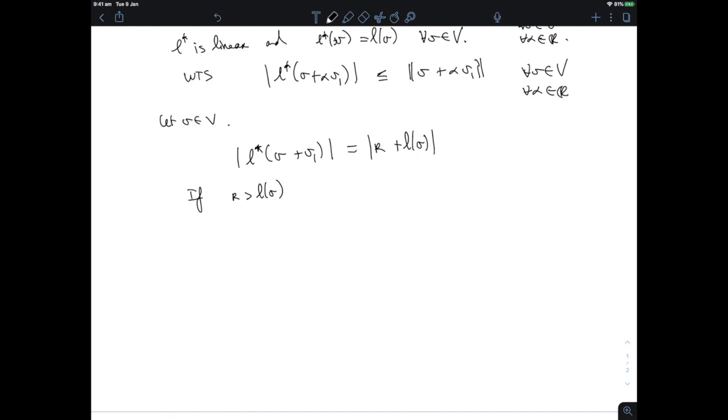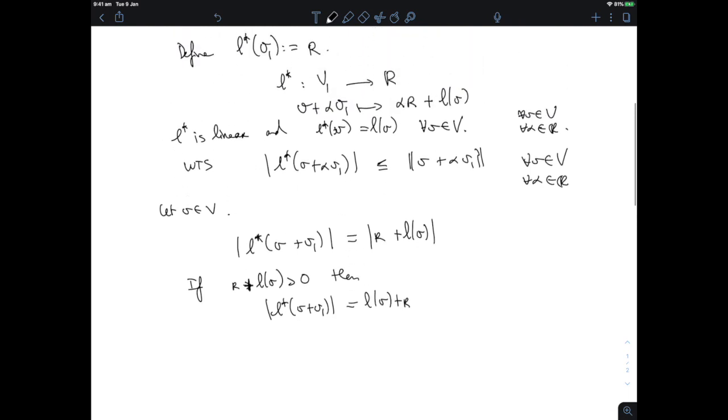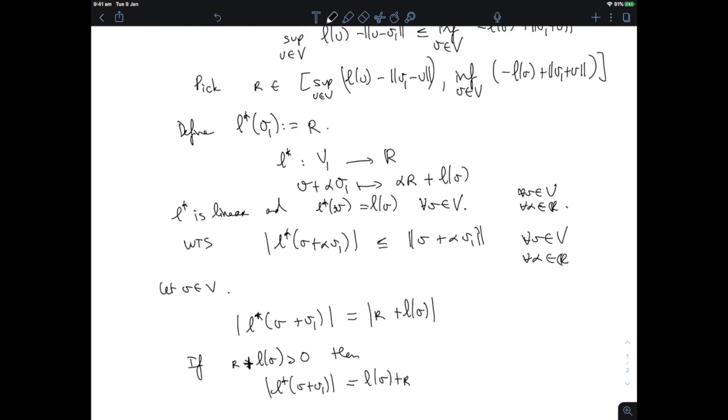So if R plus L(v) is positive, then what can I say about the absolute value of L star of V plus V1? This is L(v) plus R. Now you have to remember that R was what? It has to be smaller than this infimum here. So it's smaller than this for any choice of v, in particular for this particular v.